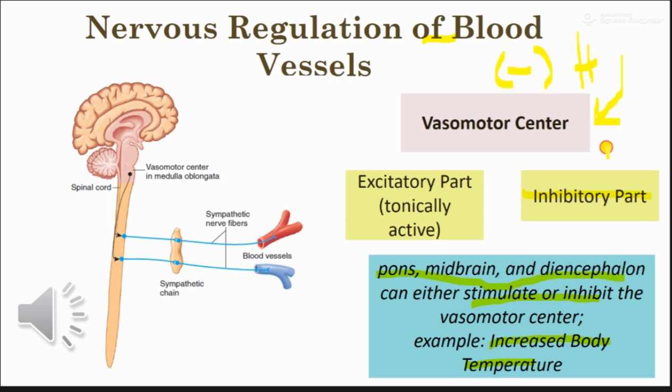That's why it will stimulate the inhibitory part. So what will happen? The ones that will vasodilate are the blood vessels in the skin. If the blood vessels in the skin vasodilate, they will open up, meaning there is more warm blood that will flow from deeper structures in our body to the skin. So that's why it will generate more heat loss in that manner. So that's just it.